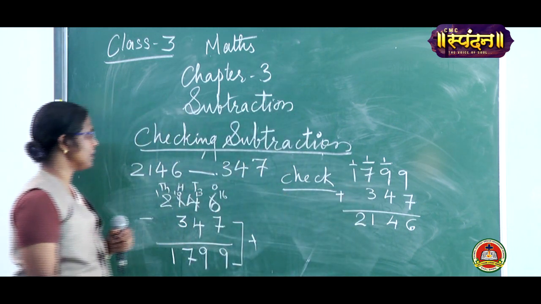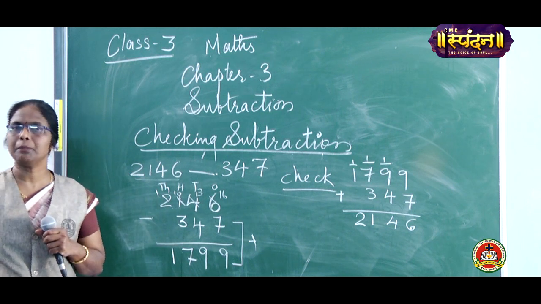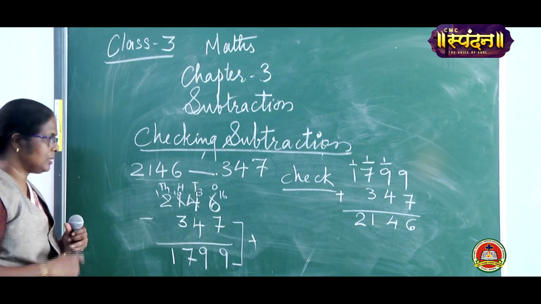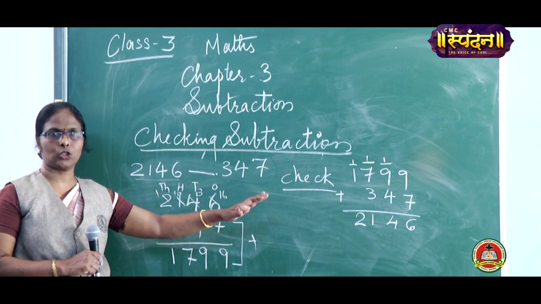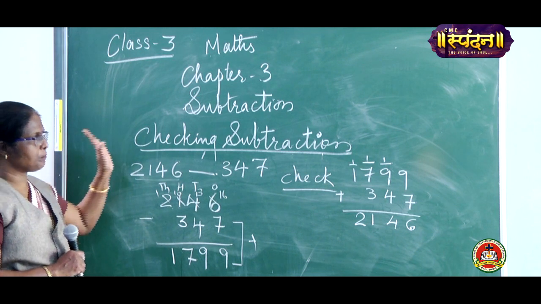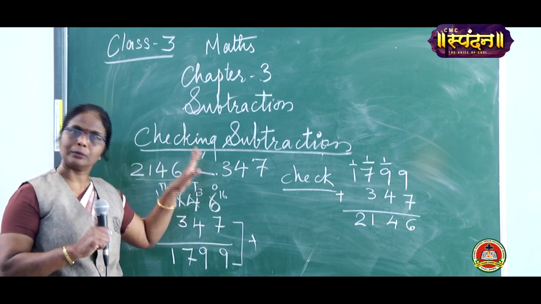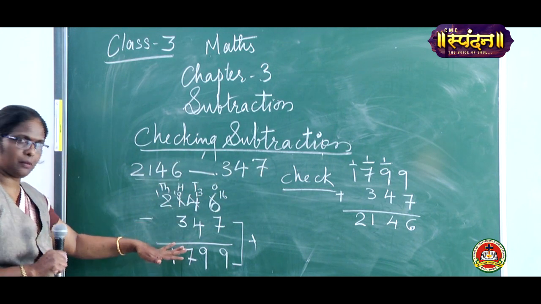Have I got the same number? Yes, I have got the minuend, that is the bigger number. That means the subtraction I have done here is correct. Okay, so once again, to check the subtraction, the question may be given that subtract and check the answer. In that case, first you have to subtract the number.